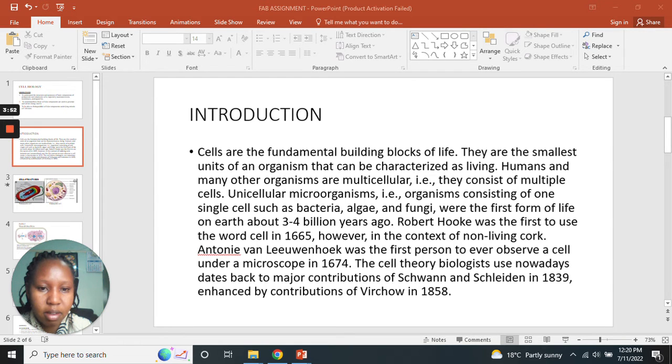Among the first scientists, Robert Hooke was the first to use the word cell in 1665, while Antony van Leeuwenhoek was the first person to ever observe a cell under a microscope. That was in the year 1674.